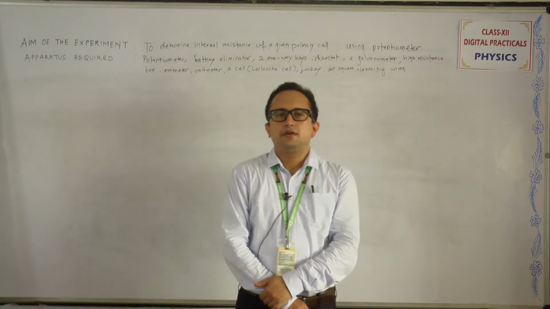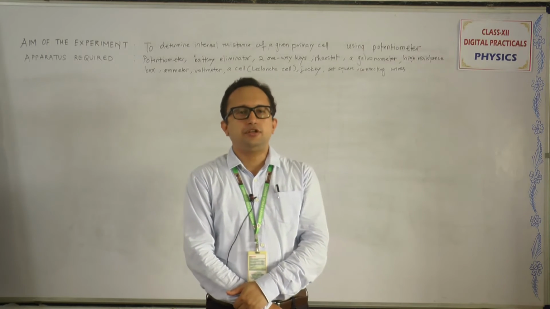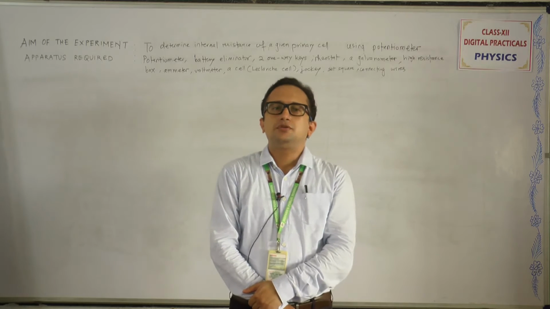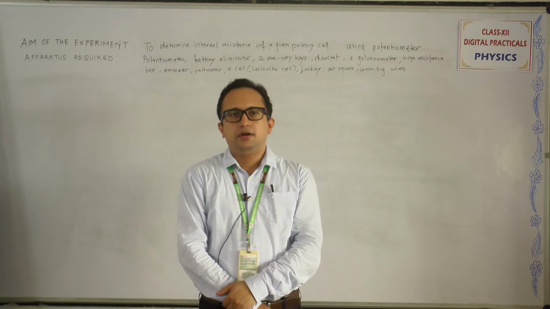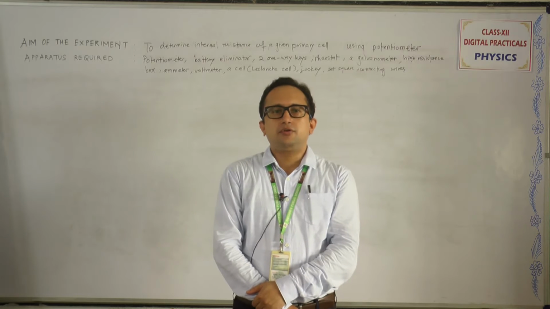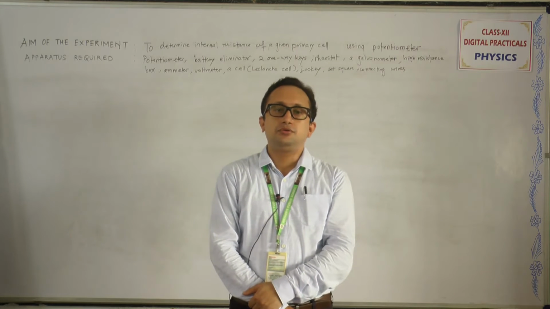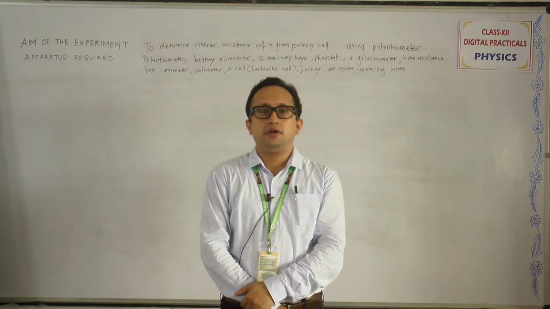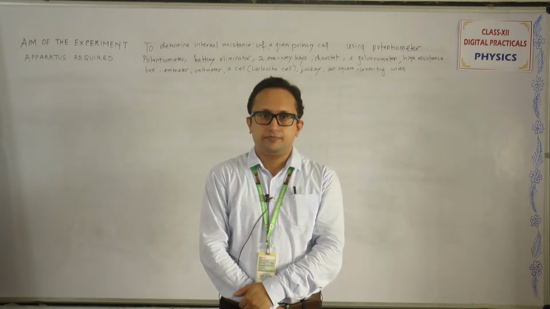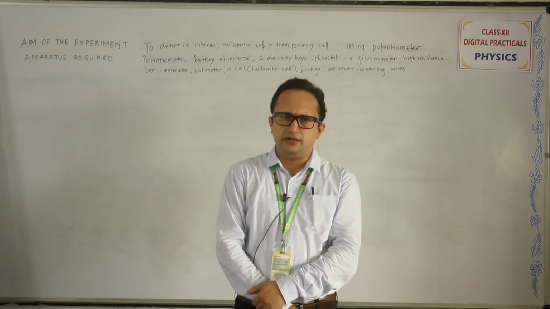Welcome back. In the previous experiment, we saw how a potentiometer can be used to compare the EMF of two cells. Now we are going to see how the same potentiometer can be used to determine the internal resistance of a primary cell. It can be any cell, it can be a Leclanché cell, it can be a Daniell cell.